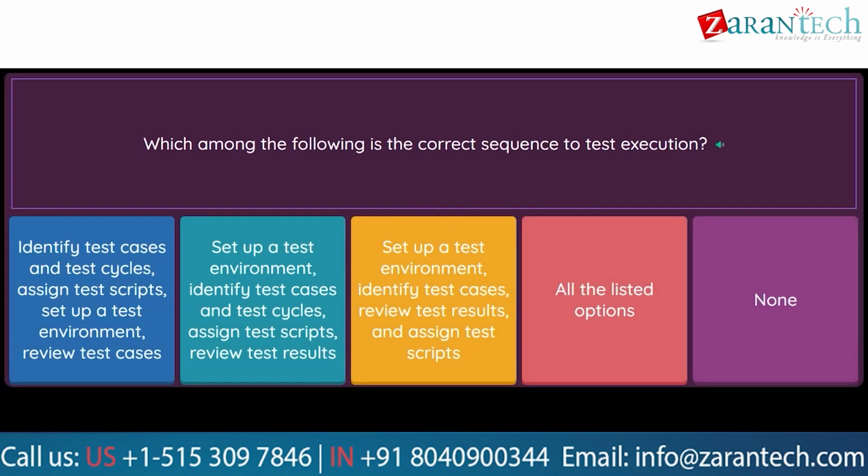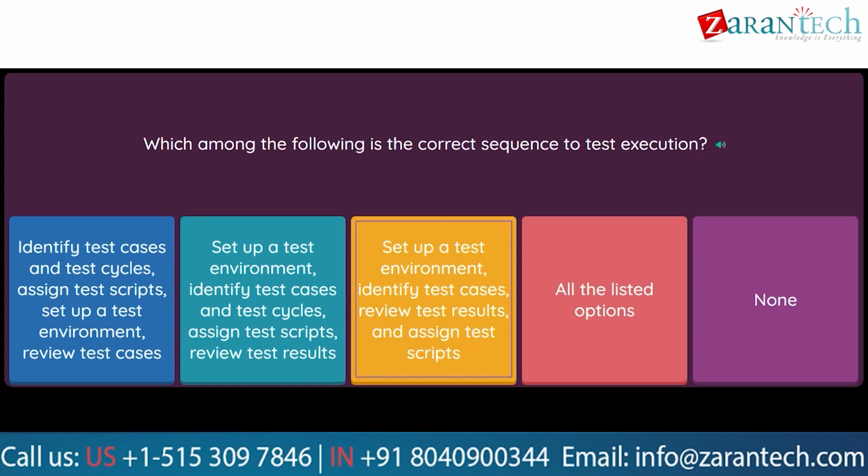Question: which among the following is the correct sequence to test execution? Option 1 identify test cases and test cycles, assign test scripts, set up a test environment, review test cases. Option 2 set up a test environment, identify test cases and test cycles, assign test scripts, review test results. Option 3 set up a test environment, identify test cases, review test results, and assign test scripts. Option 4 all the listed options. Option 5 none.